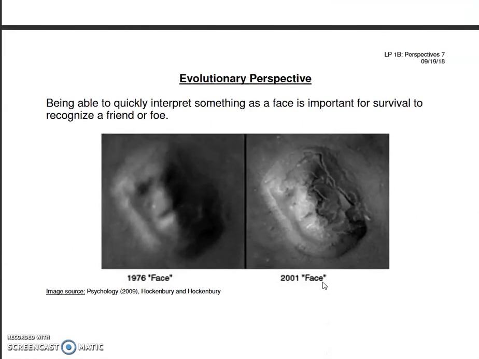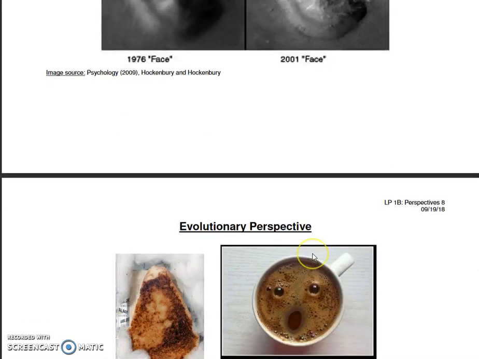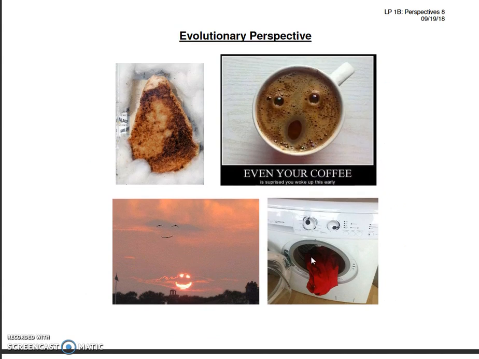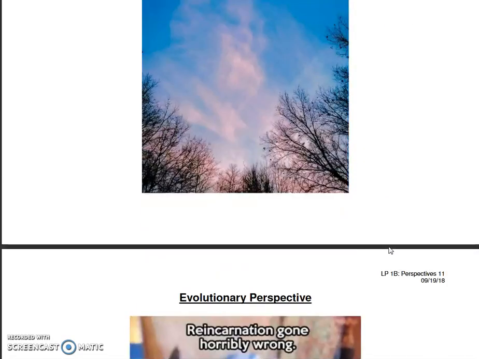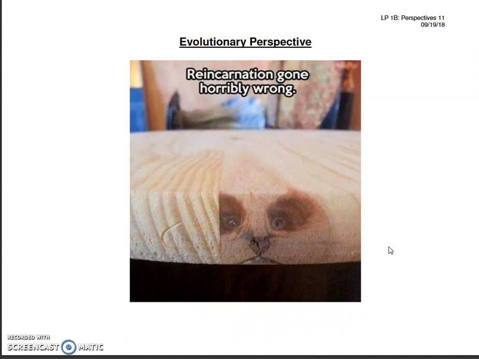Some other examples, on the left is a low resolution picture of some terrain on Mars. People were very likely to see a face there. When we got a higher resolution of that same terrain on Mars, it's a little bit more difficult to see a face on Mars. We're much more likely to see faces when they aren't there in a grilled cheese sandwich, coffee, sunset, a dryer, a mop, some snow on a tree, clouds, and we're much more likely to see faces when they probably really aren't there.